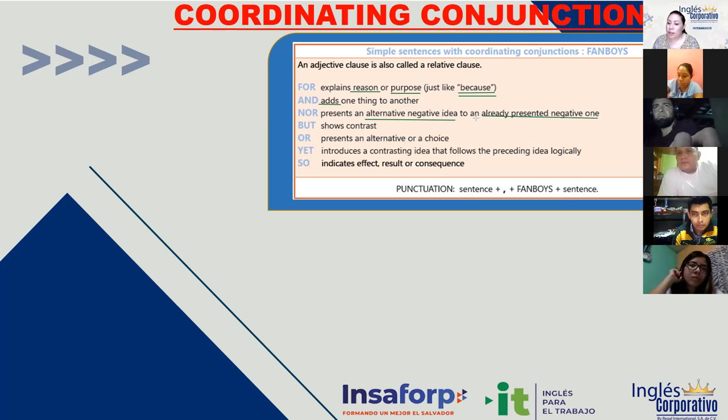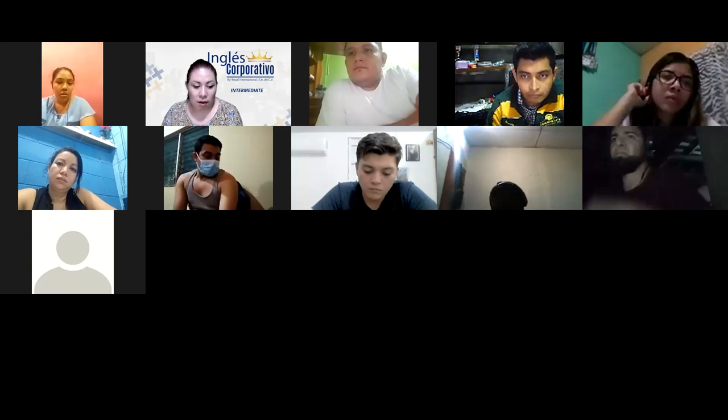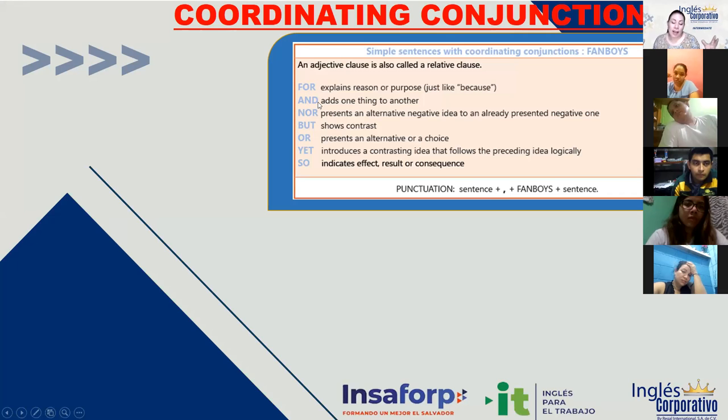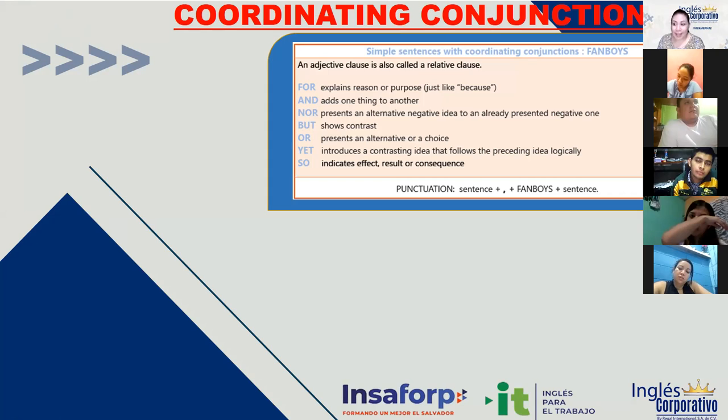Para que ustedes entiendan el nor un poquito más fácil, vamos a decir que el nor es como lo opuesto de and. La palabra and conecta dos ideas similares, ¿verdad? El nor conecta dos ideas similares, pero son dos ideas que son negativas. Okay, I'll give you an example. I don't like coffee nor beer.